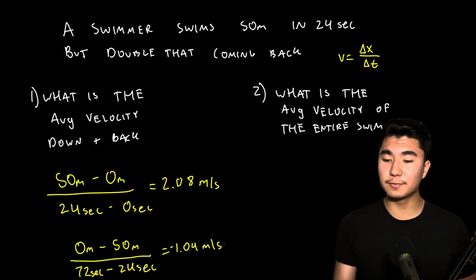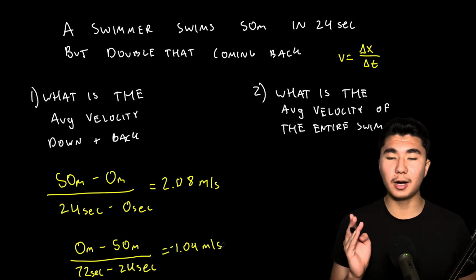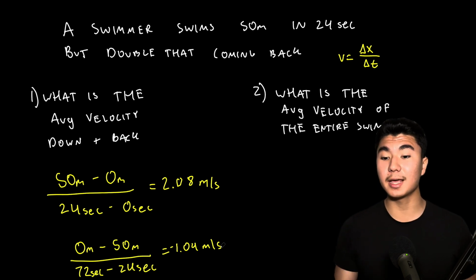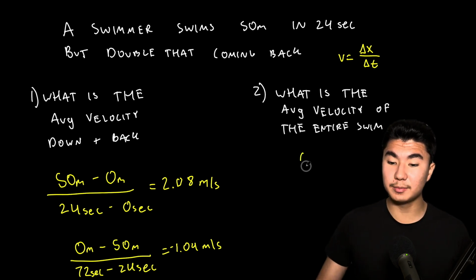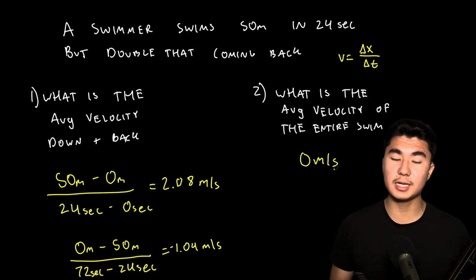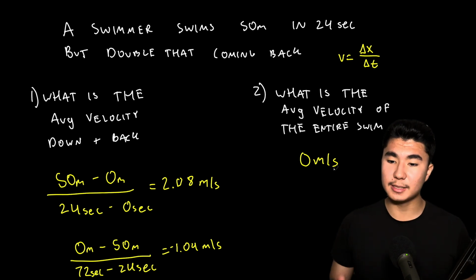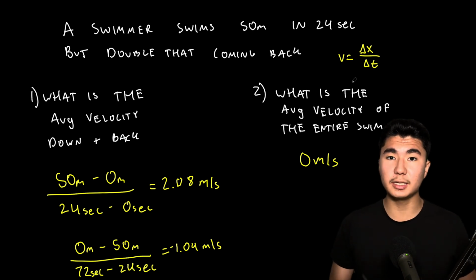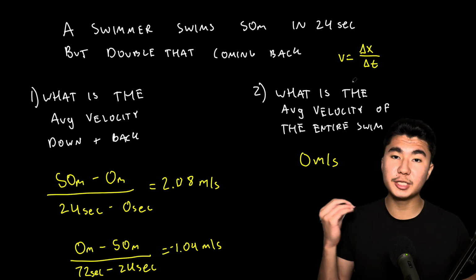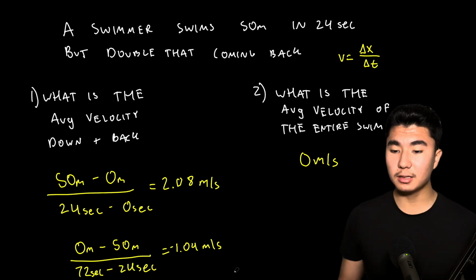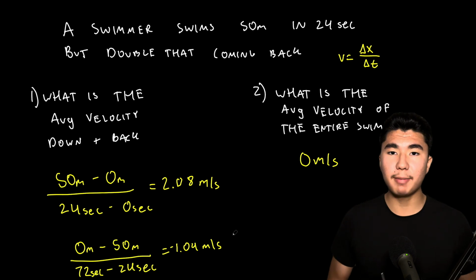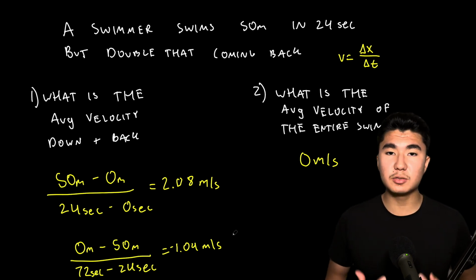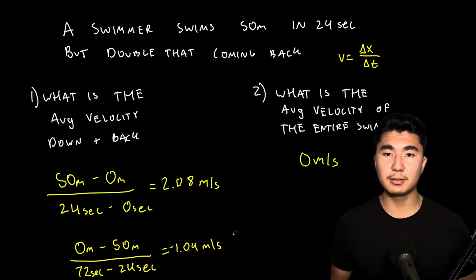Now, what is the average velocity of the entire swim? I want you guys to pause this video and see if you can answer number 2. The average velocity of the entire swim is going to be 0 meters per second. The reason why is because average velocity is displacement over change in time. If we look at the displacement, we go down and back, so we're coming back at where we started, and we're not changing in displacement. We did have a total distance of 100 meters.